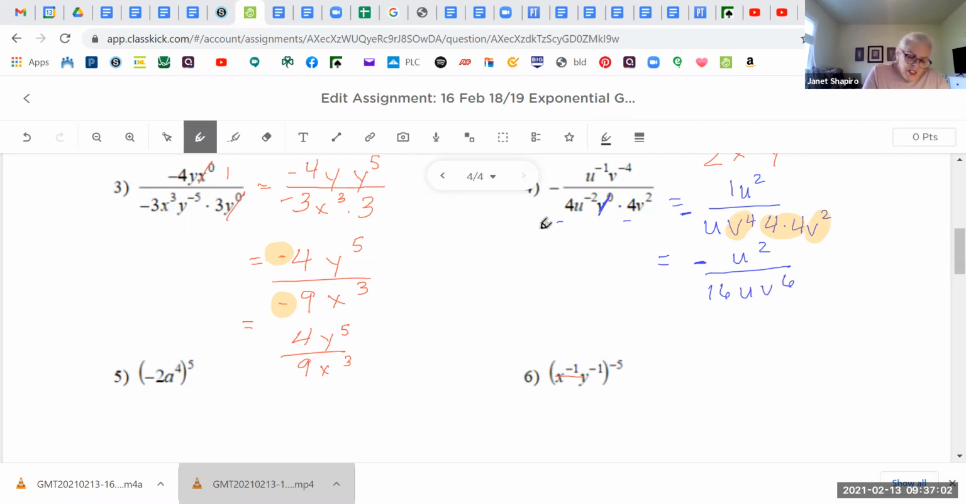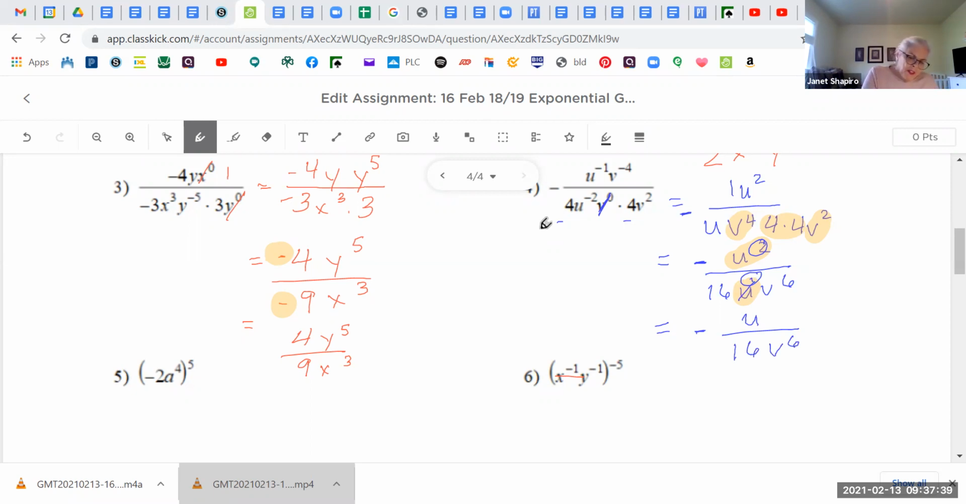And then I need to cancel or do the division top to bottom. So my minus is still out in front. And the only thing I have here is a u in the numerator and a u in the denominator, u squared divided by u. Okay? So there are more u's in the numerator. So they stay there, and then I would go 2 minus 1 is just first power. So my u's gone now. And in the denominator, I have a 16v to the sixth.